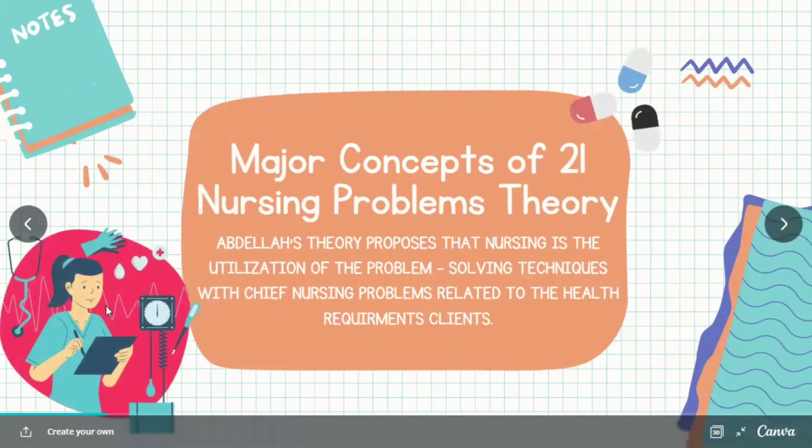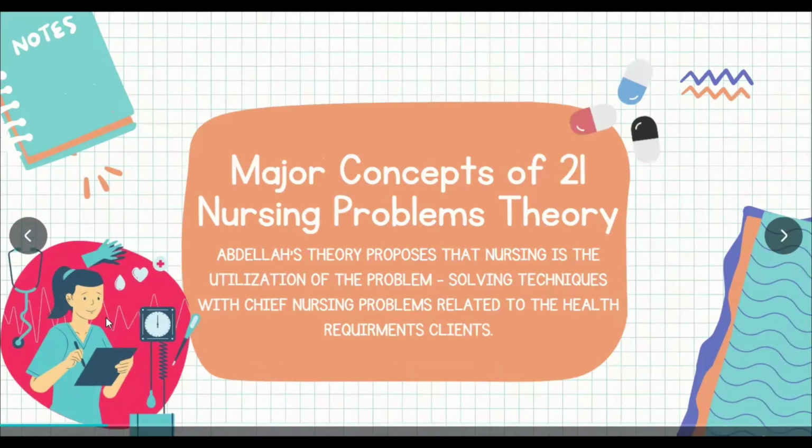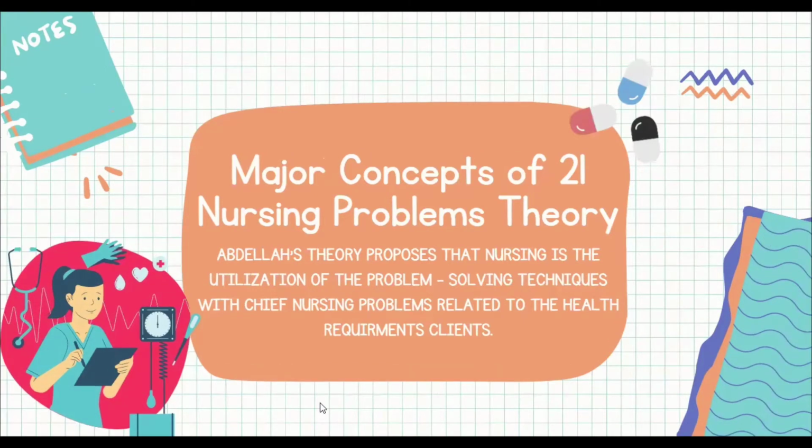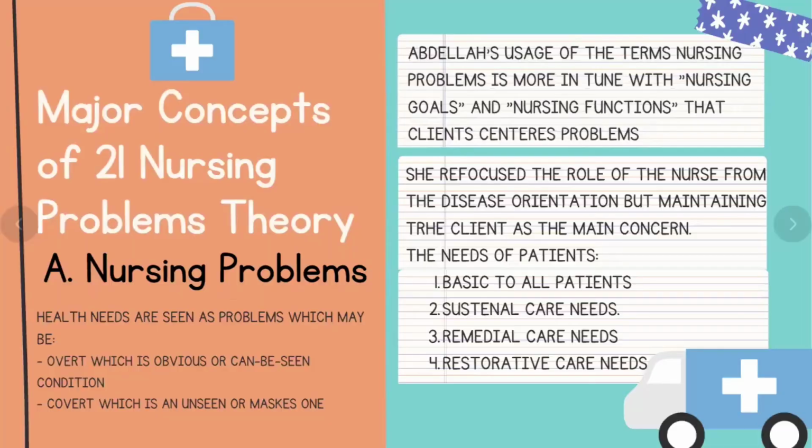Major concept of the 21 Nursing Problems Theory. Abdellah's theory proposes that nursing is the utilization of problem-solving techniques with the chief nursing problems related to health requirements. Nursing problems: health needs are seen as problems which may be overt, which is obvious or can be seen, or covert, which is unseen or hidden.